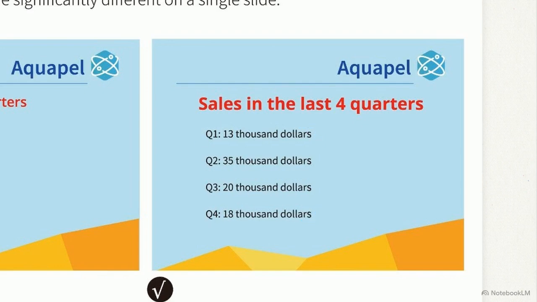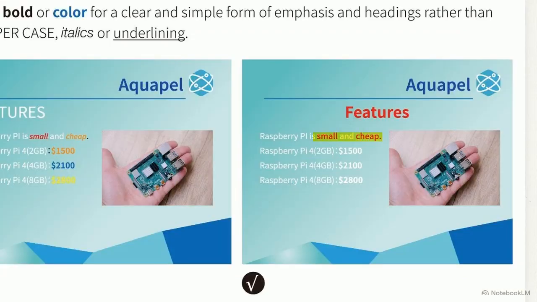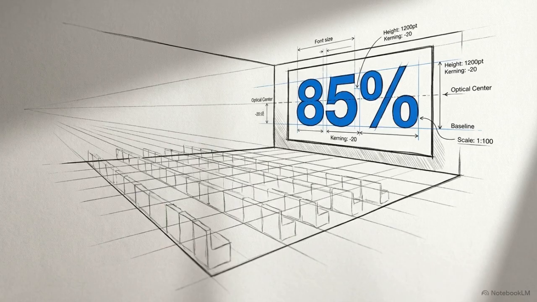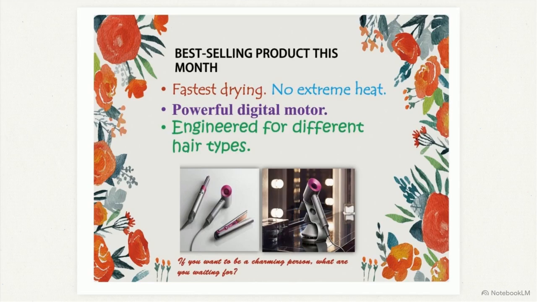To emphasize a specific word, use bolding or a single accent color. Never use all caps or underlining, which clutter the slide and reduce legibility. Applying these strict typography rules ensures your core argument is physically accessible to every single person in the room. Let's test these rules. This draft slide for a hairdryer presentation contains multiple critical errors.